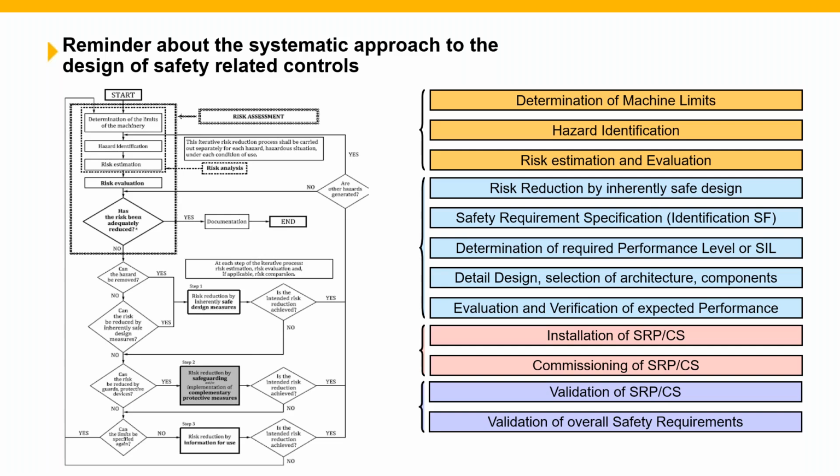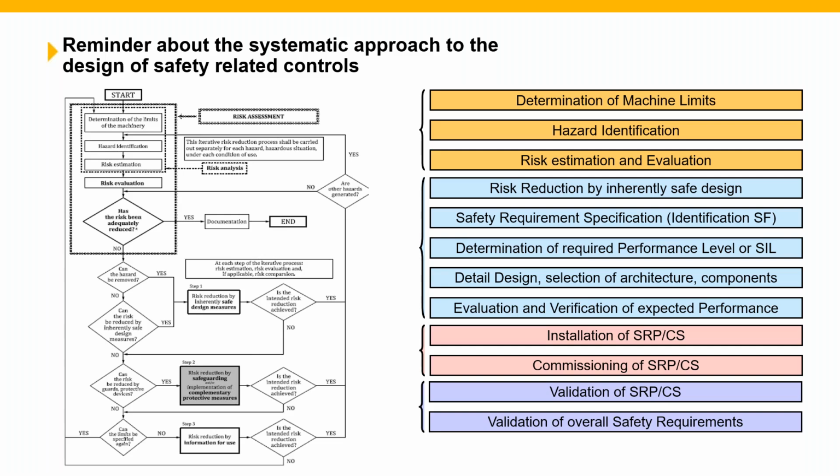So we're going to go through the risk reduction. Again, the first stage from the hierarchy of control is risk reduction by inherently safe design. Before you go to the options of guarding and adding safety related control systems, you must always see if you can design that hazard out. That is the ideal scenario, and that's what you must look at to start with. When you can't, then you'll go through and create your safe solution, whether that be by guarding or a safety related control system.